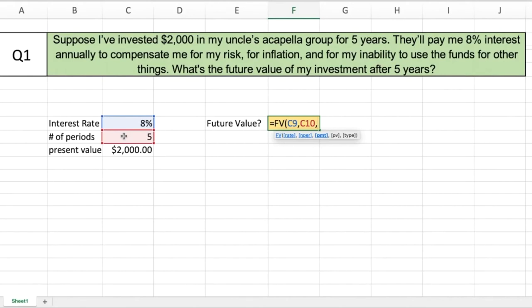Payment refers to a fixed payment we receive at the end of every period. We'll see examples of this in later videos when we talk about annuities and perpetuities. Here, we aren't paid anything until the very end, so we'll put 0. Lastly, we have the present value, or the value of our money today, which here is the $2,000 that we're investing in the a cappella group. There we go! Notice that we get the same answer we did solving it by hand.